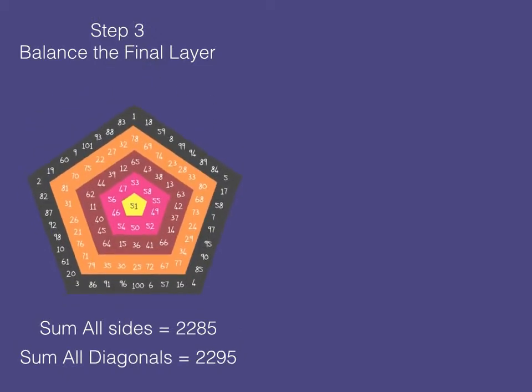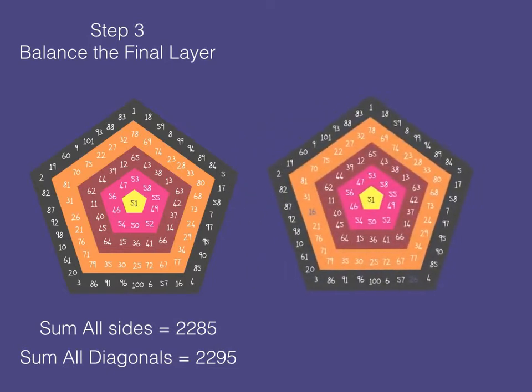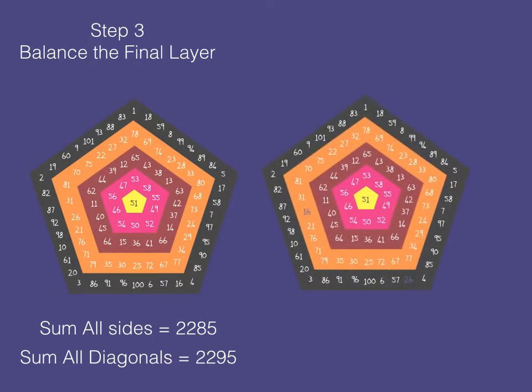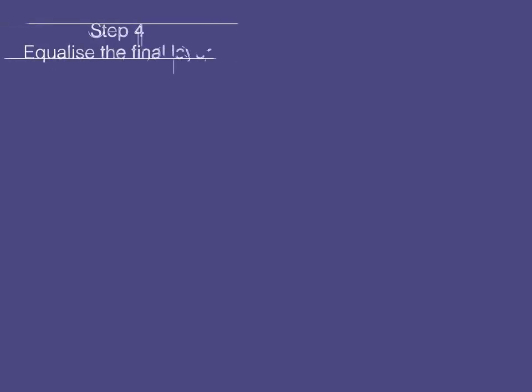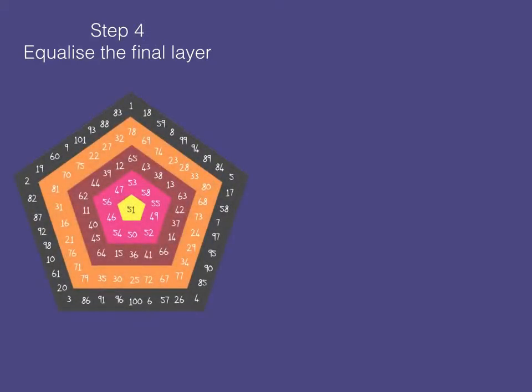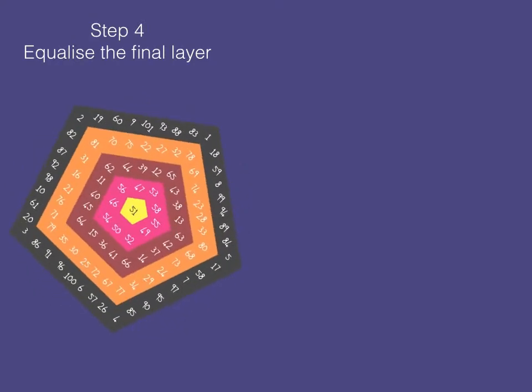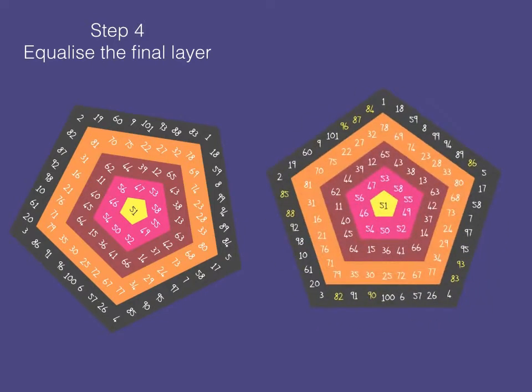So what I did was I did a little bit of shuffling around again, and I switched the 16 with the number 26. This means that when I sum all my sides of the black parameter, I'm going to get that 2295. However, we now need to equalize the final layer, because if we look now, they're not all equaling 459. And how I got it was I decided to rotate the numbers around. The ones I moved around I've highlighted in yellow, and you can check that now they all sum to 459.